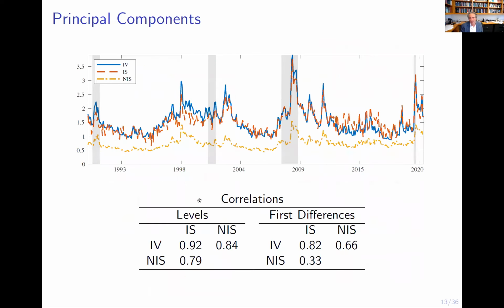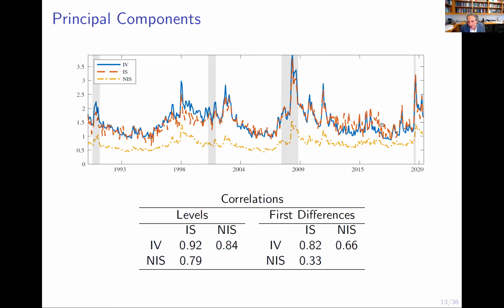But again, we do it just in case. So these are the principal components of implied volatility, which is the blue. The red is implied spread, and the one at the bottom is the normalized implied spread. They move up and down. They're highly correlated, especially implied volatility and implied spread. They essentially contain the same information.